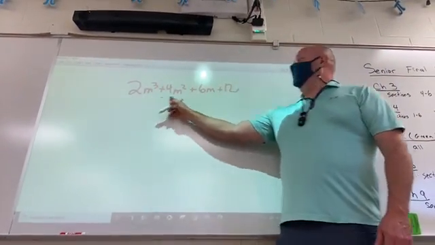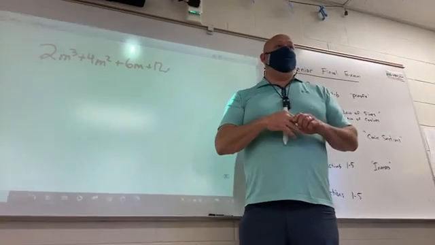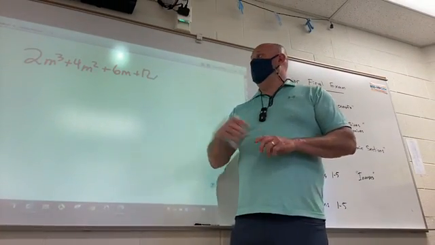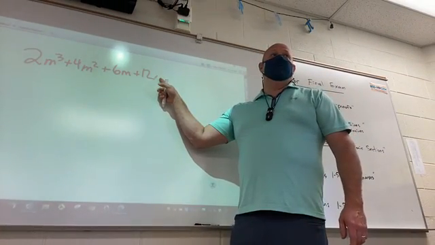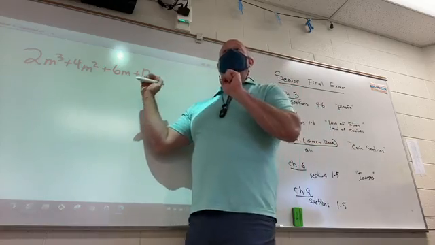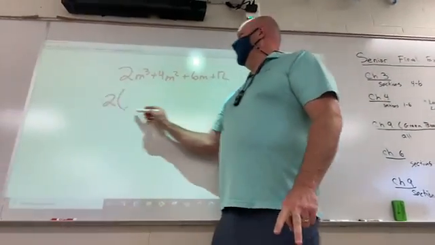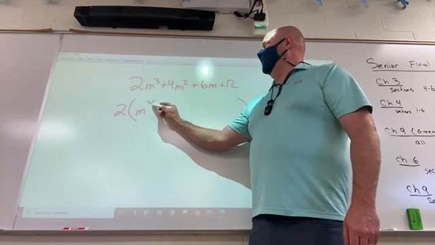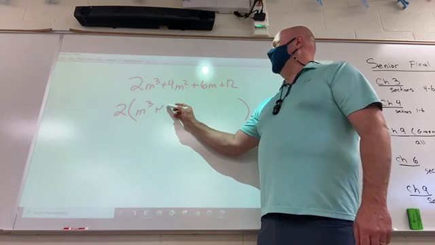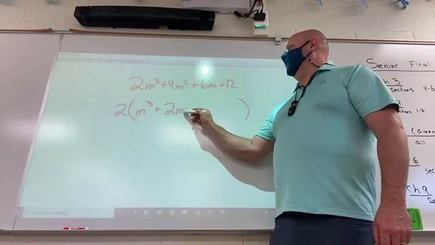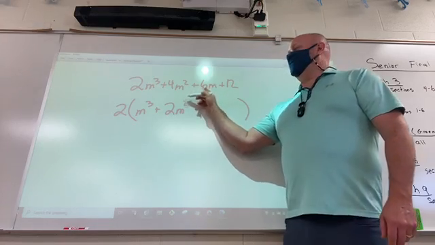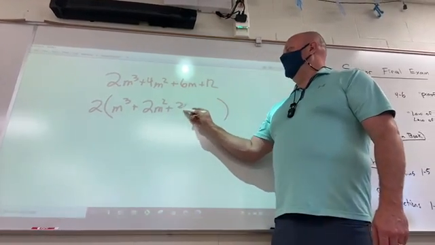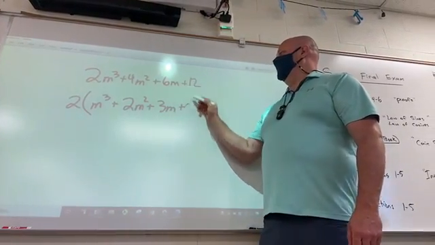Do all of these have something in common? This doesn't have an m. But they all can be divided by 2, can't they? Okay, so do that. And you'd have m to the third plus 2m squared. Divide this by 2, and you'd have 3m and then a 6, right?